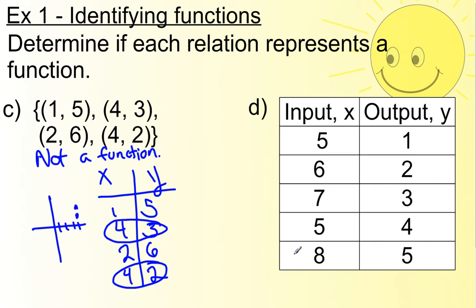All right. Letter D. Same deal. So in letter D, we're looking through the inputs and the outputs to see if each input has exactly one output. So 5 goes to 1. Ooh, 5 goes to 4. That's 2 different outputs. So this guy would also not be a function because each input can only have one output. So, not a function.